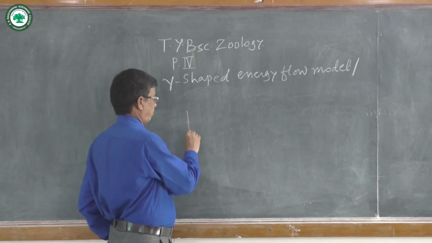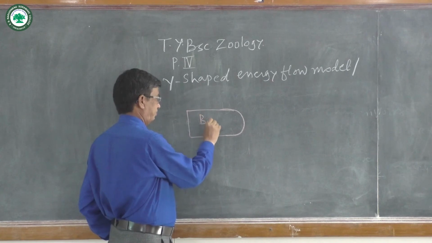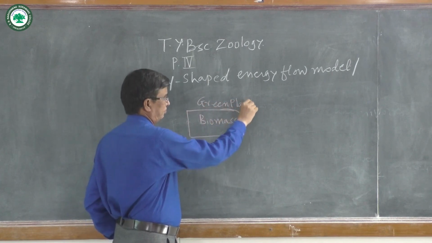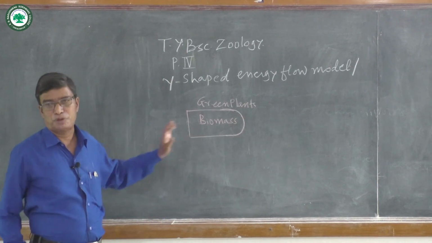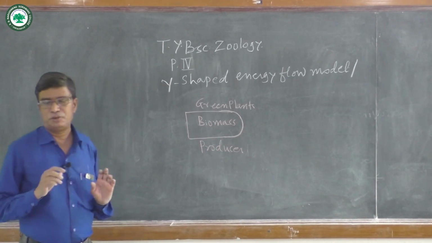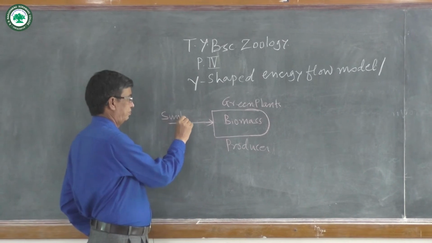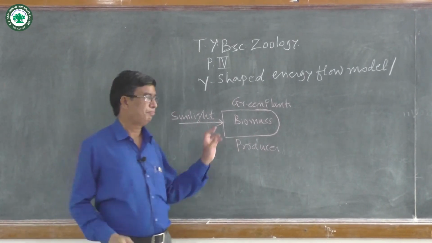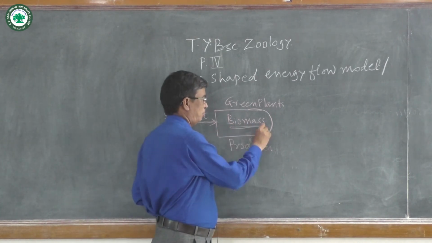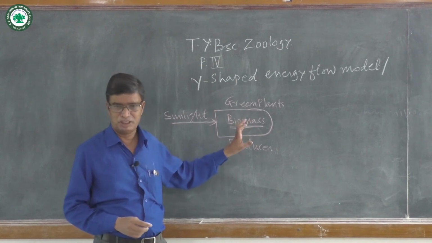Suppose this one is a biomass, that is a green plant. Green plants, biomass or producers. It receives or traps sunlight. The growing plants are commonly called as biomass. It may be vegetation, trees, foliage, or shrubs. They are commonly called as biomass, that is producers.